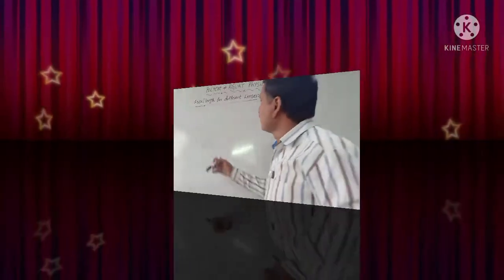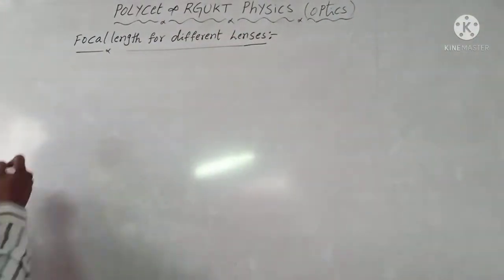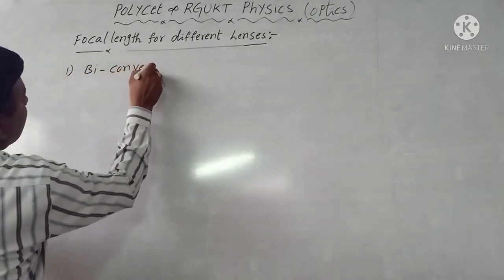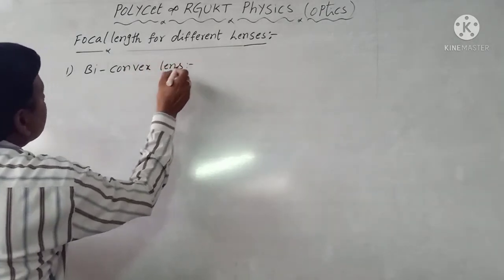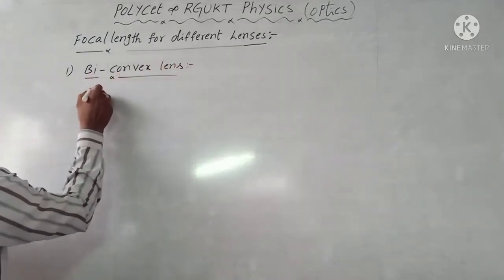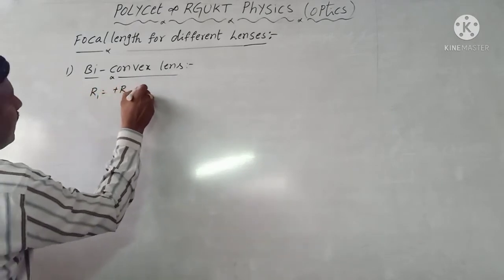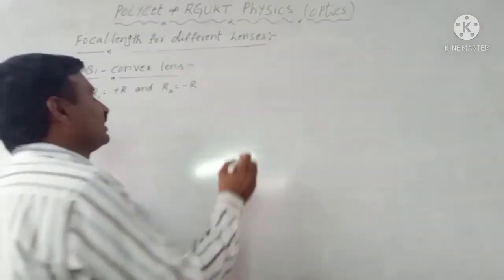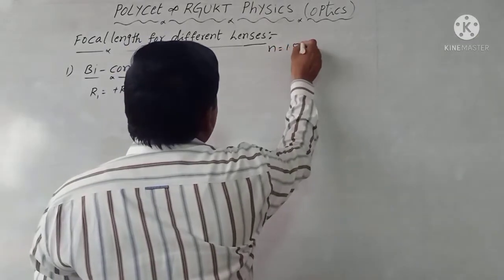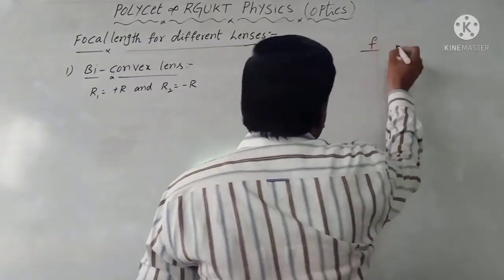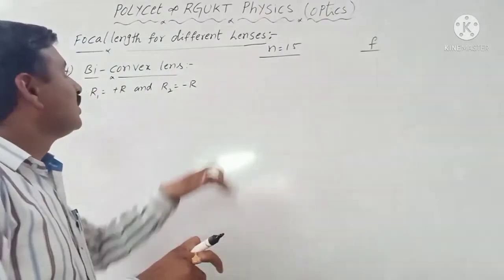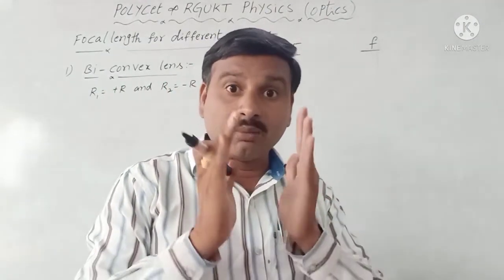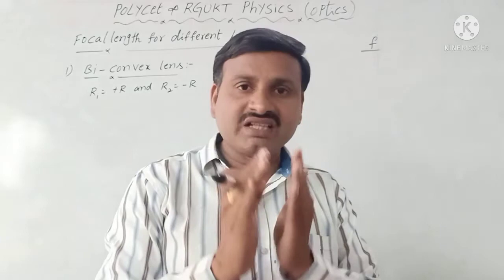Okay, now next, the focal length for different lenses. First of all, biconvex lens. For the biconvex lens, you already know that R1 is taken positive and R2 is taken negative. Here the refractive index value n is equal to 1.5 is given. Then you find the focal length. Already you did this problem. A double convex lens has two equal radii. Then you find the focal length.